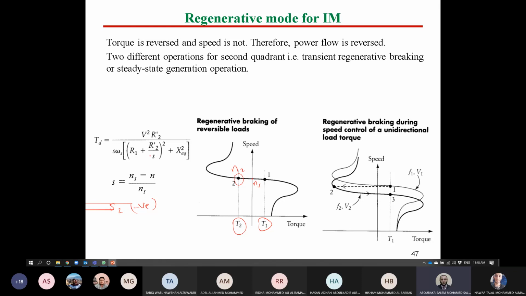Of course, here S squared will be positive because it's squared. So this sign will be negative. For that, the torque developed will be negative.